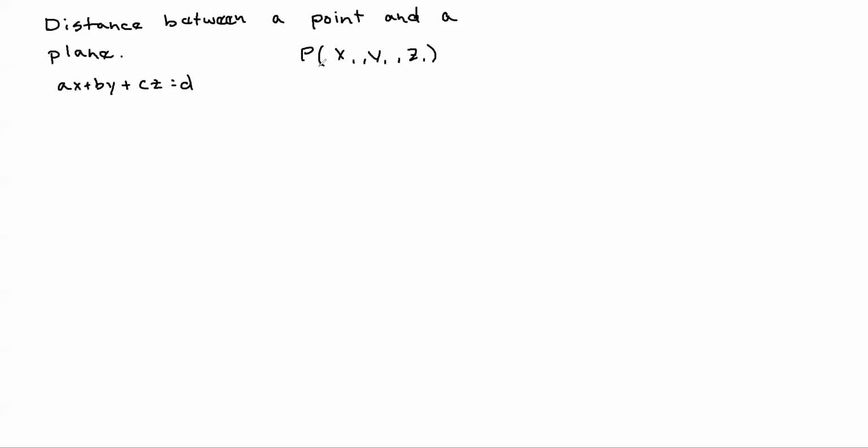All right, so we're given a point and we're given a plane, and we're told to find the distance between the point and the plane. How do you do that? In order to do that, you first need to start off with a picture. Let's say that we have a plane.